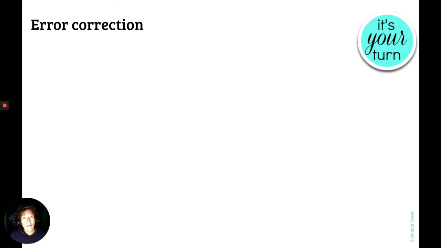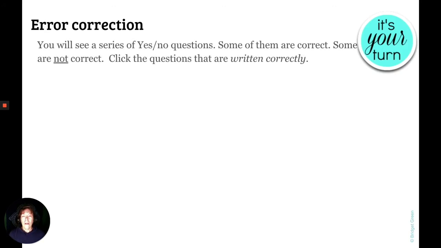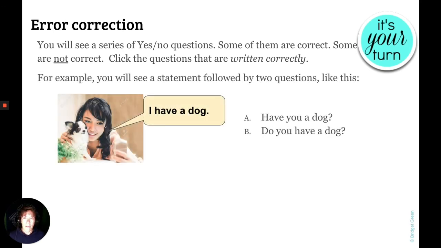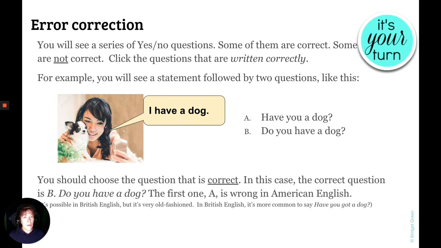Now, error correction. You're going to see some yes-no questions. Some of them are right and some of them are wrong. Click the ones that are correct, okay? Like this. I have a dog. Have you a dog? Do you have a dog? One of these is wrong and one is right. You should choose the question that is correct. In this case, the correct question is, do you have a dog?